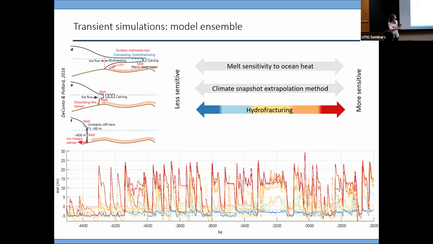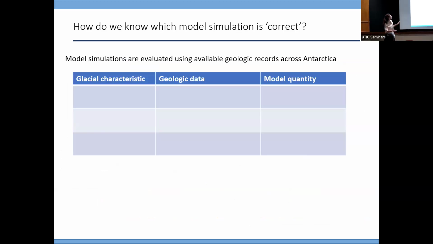Okay, so the goal here with this model ensemble was to simulate a range of behaviors. So that's the first step. Great, we've done that. And now we want to know which one is most reasonable, which one is correct. And for that, we need the geologic record. So I've compiled all of the geologic records I could find that have anything to do with the Pliocene near Antarctica or on Antarctica. And these fall into 3 main categories.